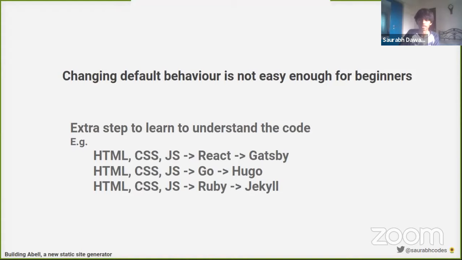If you're using Gatsby and you have to change the layout and understand how it is working, then you have to understand React as well. If we have Hugo, then Go; Jekyll is built over Ruby. So we have this extra step.